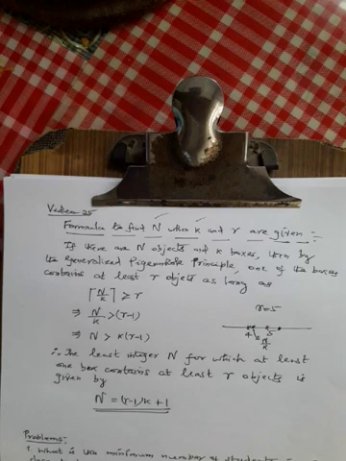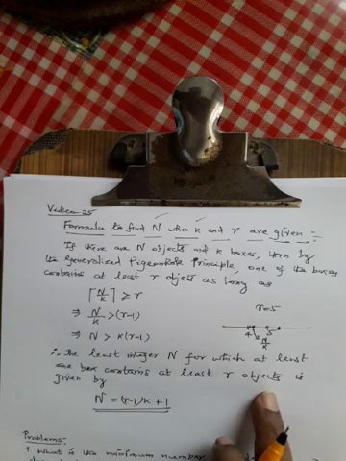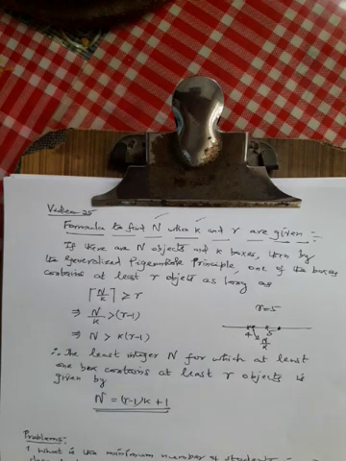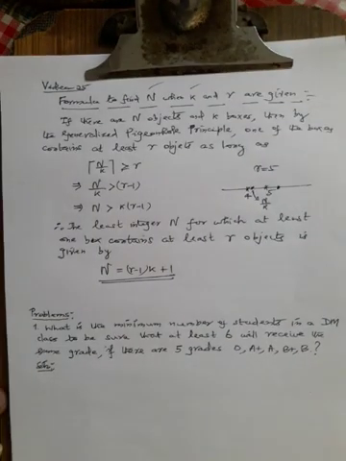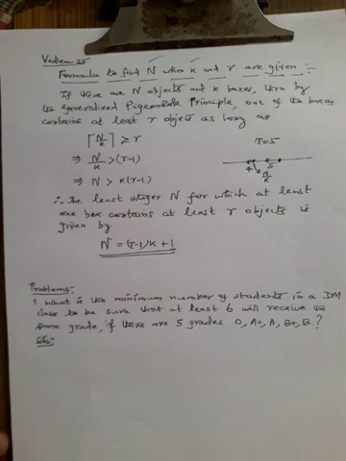R always denotes at least r objects in one of the boxes, n is the total number of objects, and k is the number of boxes. So let us use this n to solve the next problem.